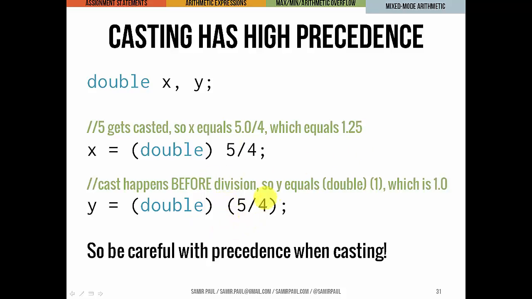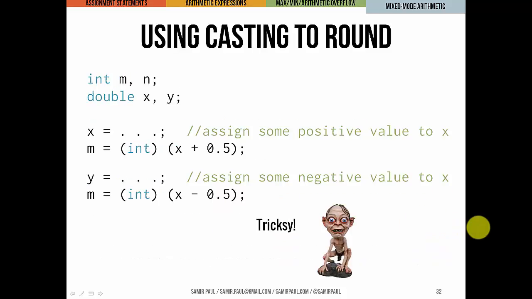Now, if we were to stick that 5/4 into parentheses, then we do the division first. Integer 5 divided by integer 4 is going to be 1. Really, it's 1 point something, but we drop the decimal part. And then if we cast that integer to a double, we end up with 1.0 as the value of y. So, using parentheses, the order of casting makes a difference. You have to be really careful with precedence.